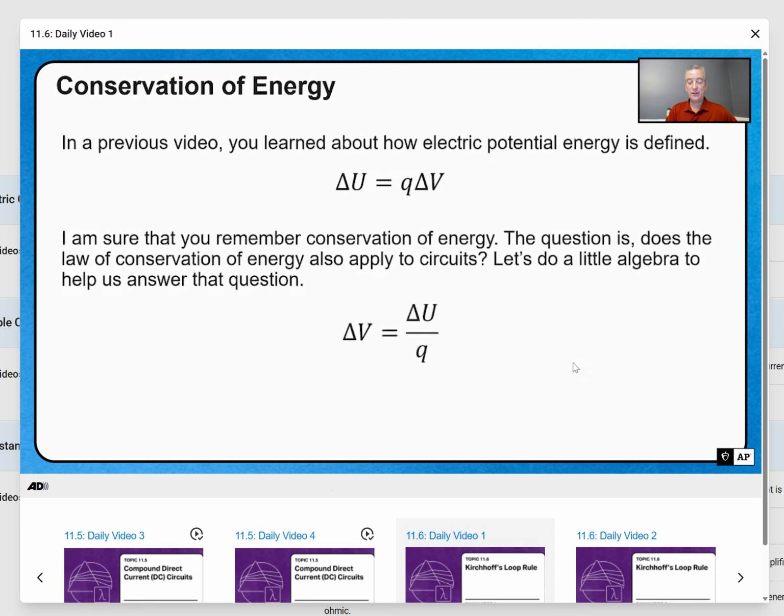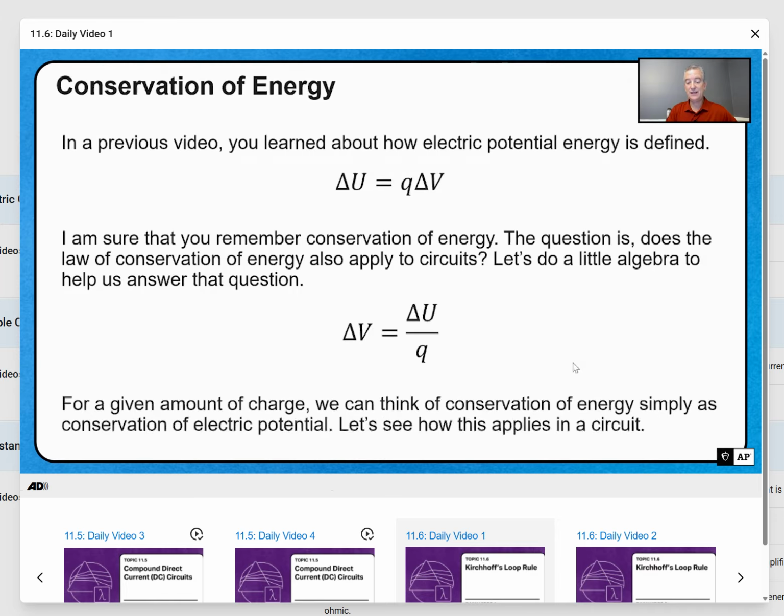If we rearrange our formula, we can now solve for the potential difference as a function of the potential energy divided by the charge that is moving through the circuit. For a given amount of charge, we can then think of conservation of energy simply as conservation of electric potential. Let's see how this applies in a circuit.